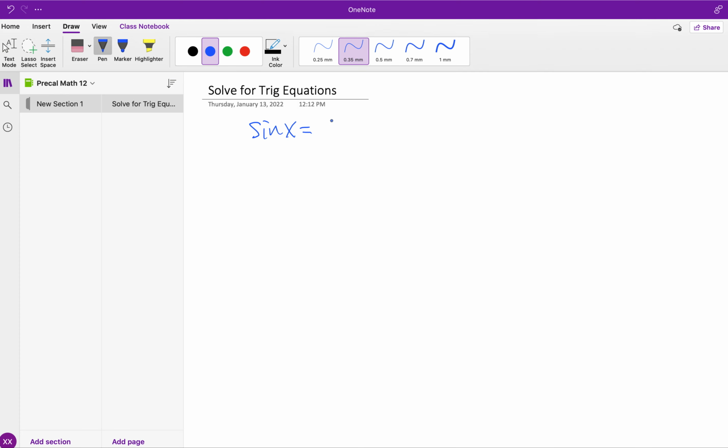Now, if that is a number, of course we understand this number is smaller than or equal to positive 1 and larger than or equal to -1. So in this case, for solving x, x equals sine inverse of a. All right. Now, it depends on whether a is a positive number or a negative number.